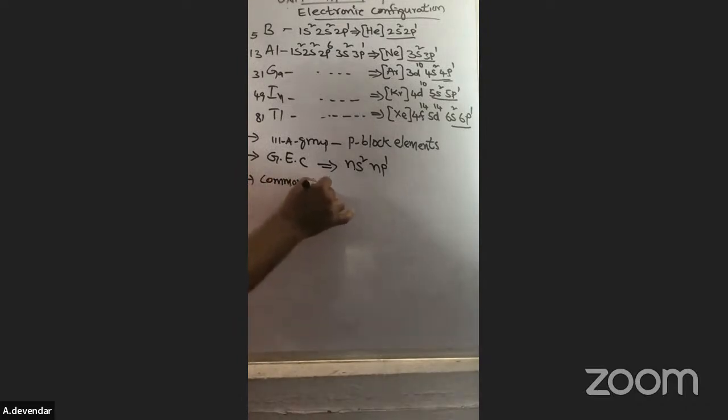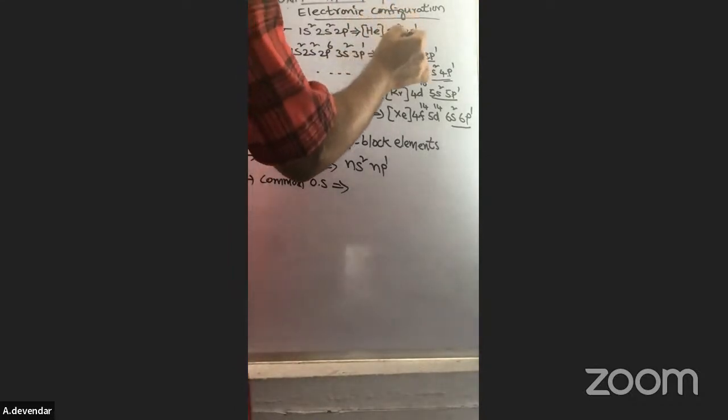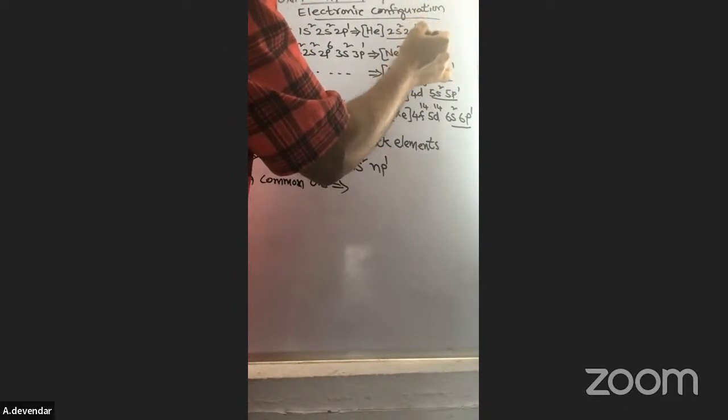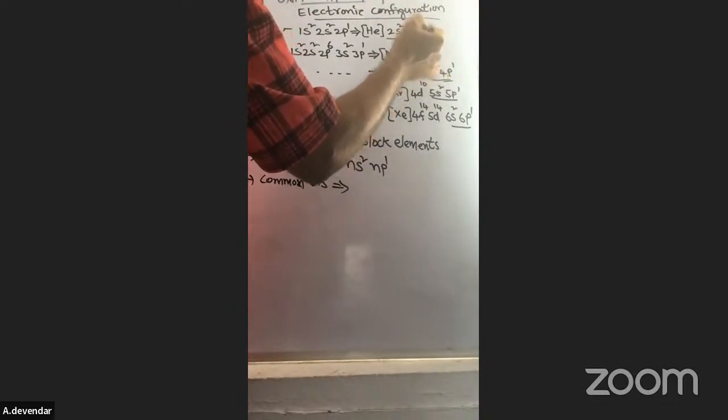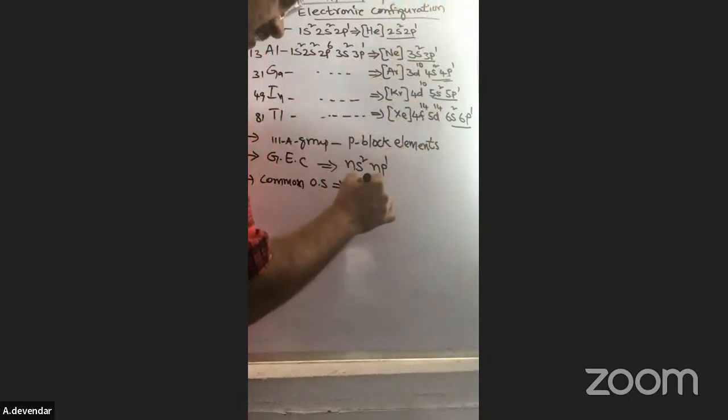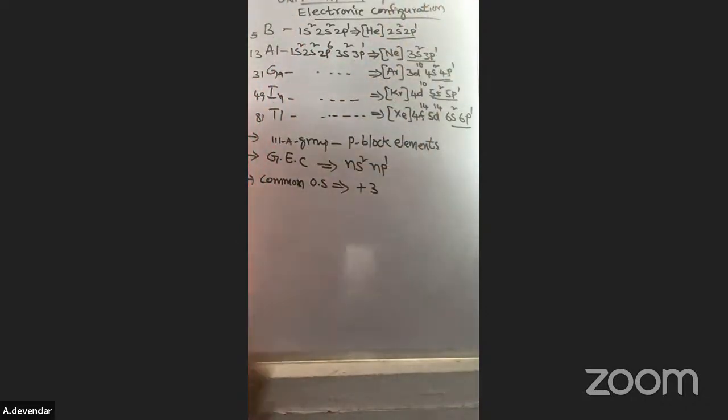The common oxidation state means this element or atom can easily lose 3 electrons: one electron from the p orbital and 2 electrons from the s orbital. So the common oxidation state is +3. We obtain this from the electronic configuration. So the common oxidation state is over.